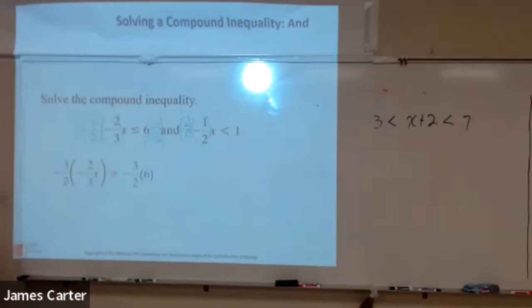Okay, so there they're showing pretty much the same thing that I showed here. Oh, yeah, except they put this in front and I put it behind. Doesn't matter. And I didn't do it, bad on me. I didn't flip the symbol because I'm multiplying by a negative. Okay.